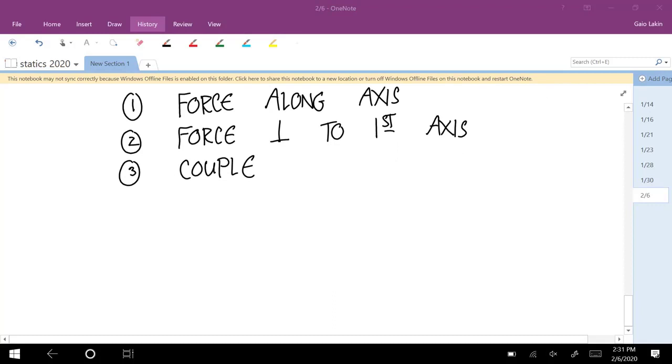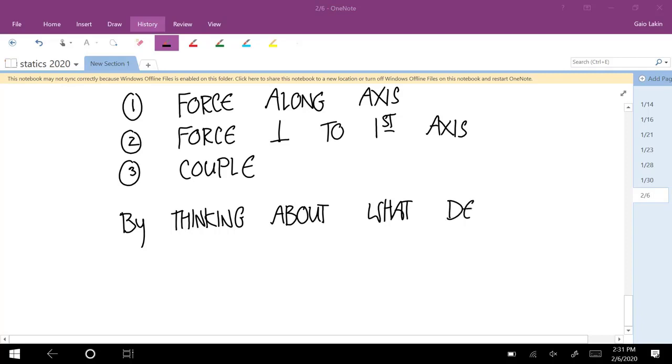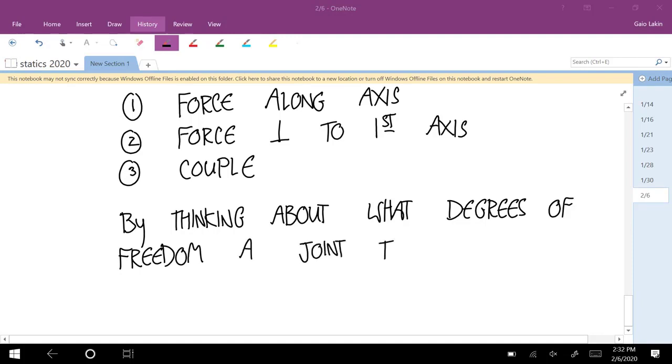And so, by thinking about what degrees of freedom a joint takes away, you can figure out what loads are applied by that joint.